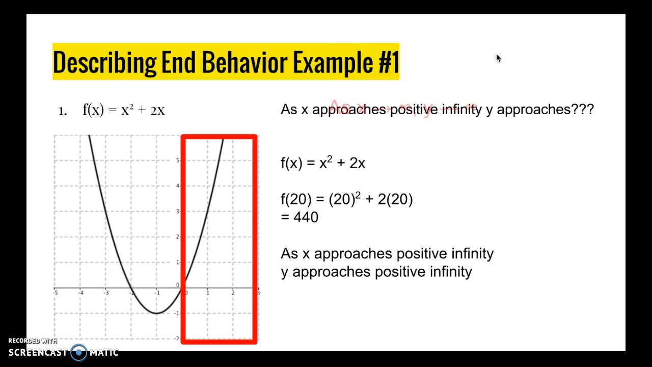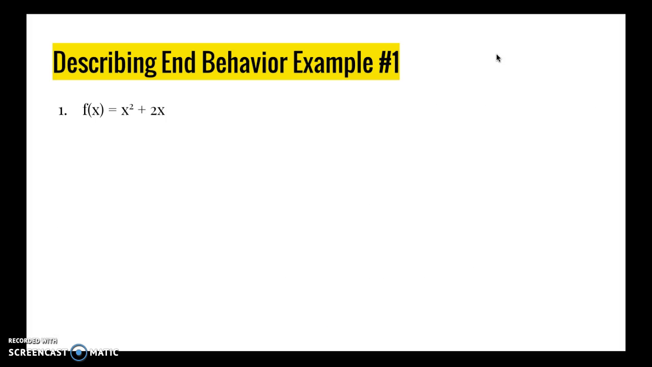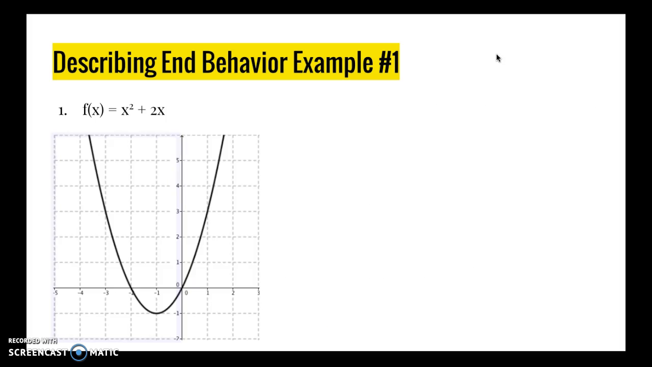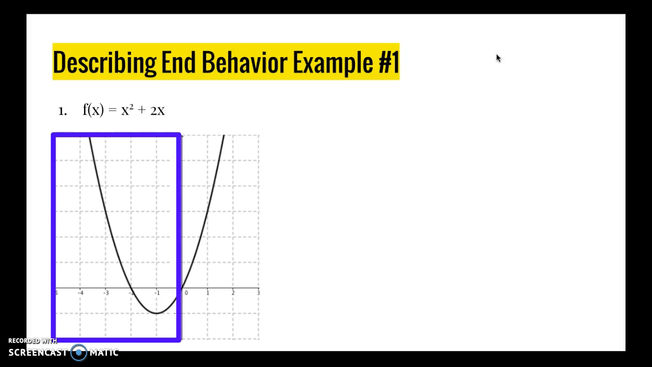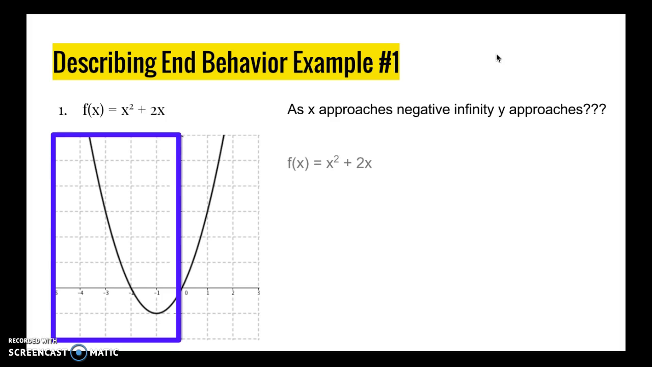And here's how you write that with your notation. I know it looks weird, it's not that bad. As x approaches, the arrow means approaches, positive infinity, y approaches positive infinity. So let's look at the other half of the graph. Now we're going to look at the negative infinity side with our x's. So as x approaches negative infinity, y approaches, and we're going to figure that out.